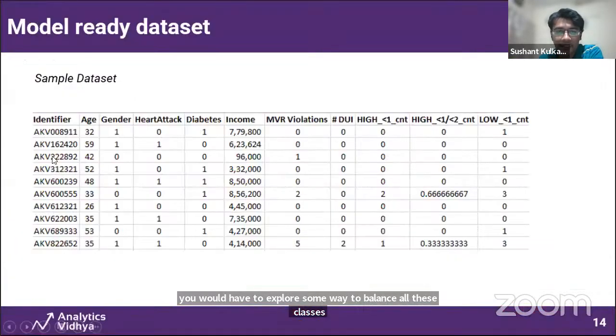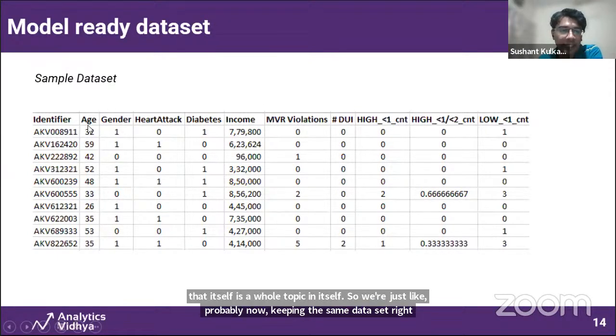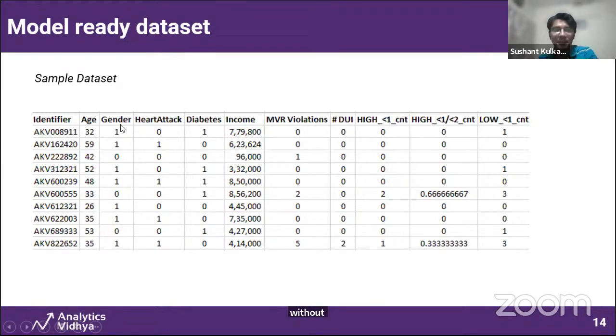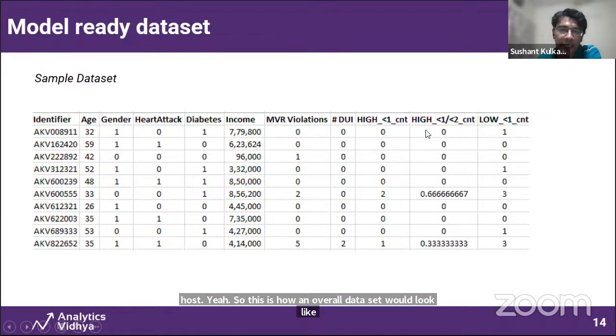So switching back, this is how an overall data set would look like. Once you have joined everything, you have the age, you have the gender, you have cleaned up all this. People can write M, F, male, lowercase, uppercase; you need to handle all of this and create them in a structured way, so that now it's ready for the models.